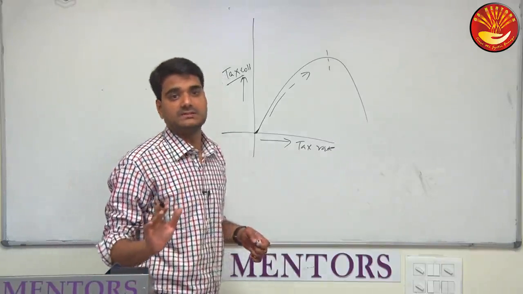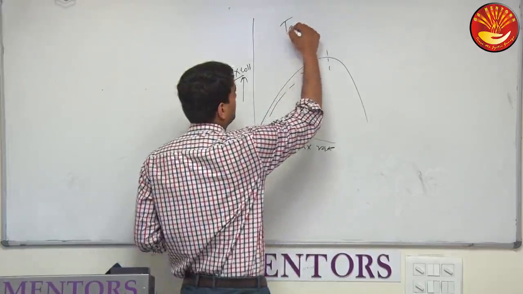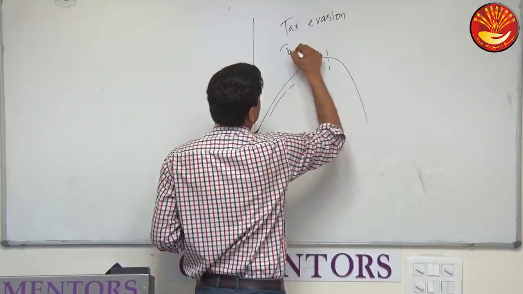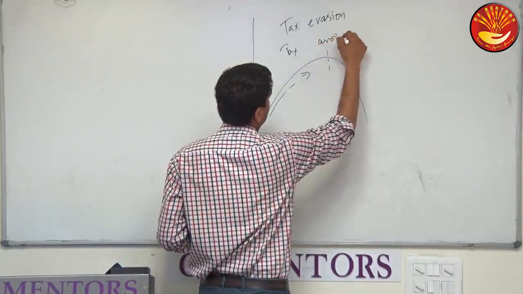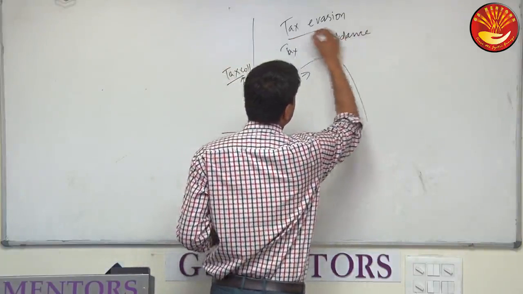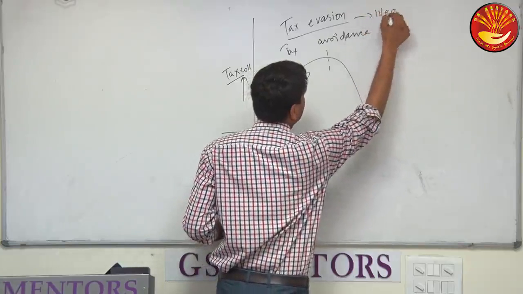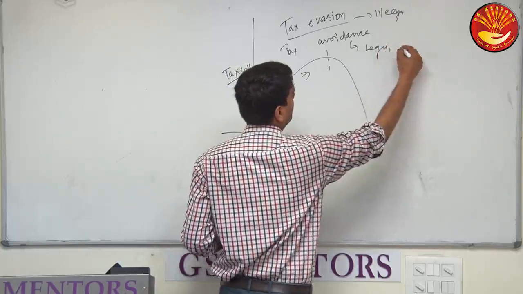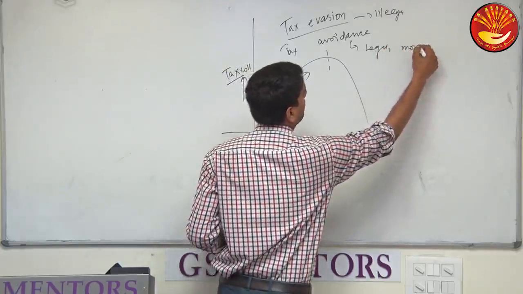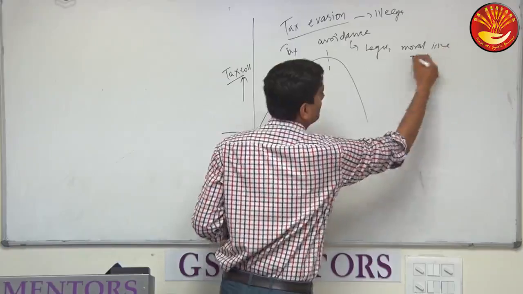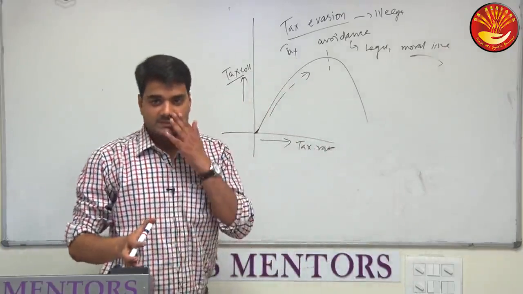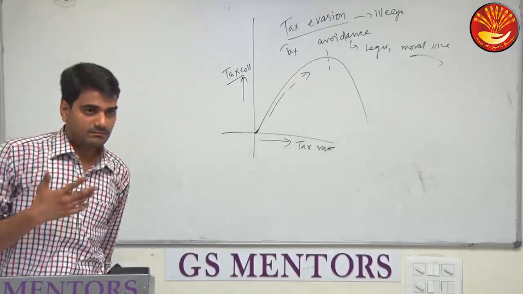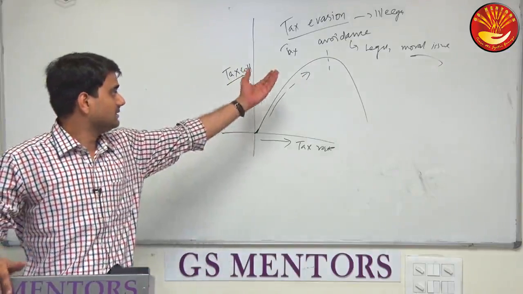So there are two things. One is tax evasion and the other is tax avoidance. Do you understand the difference between these two? Tax evasion is an illegal thing. Tax avoidance is legal, though there may be moral issues with it. It means the government is itself giving you some ways by which you can reduce your tax burden. So that is tax avoidance.